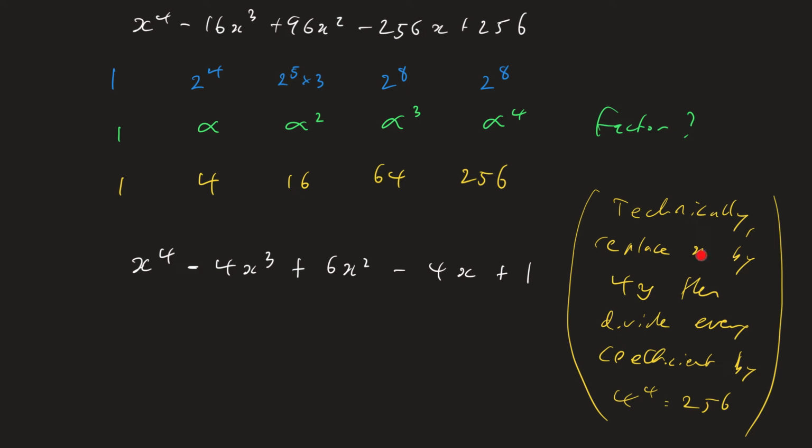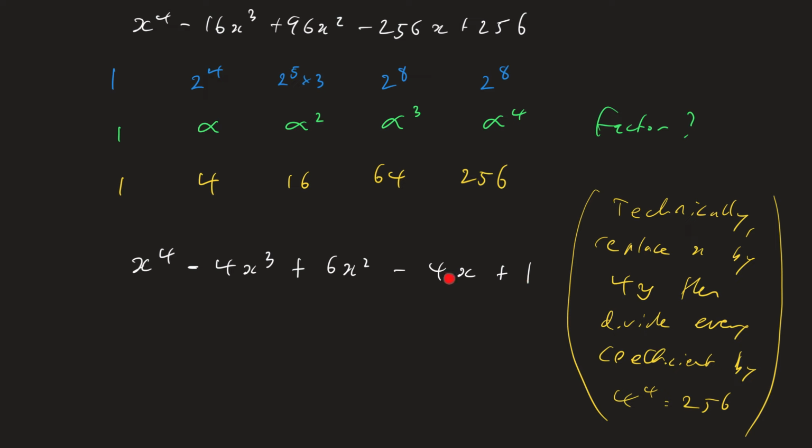Technically, what we've really done is we've replaced the variable x here with the variable 4 times y. That means that all the roots will be divided by 4. When you do that, you're going to get some very large coefficients, and you divide all the coefficients by 4 to the power of 4, 4 being the largest coefficient here, to bring them back down, and you end up with this polynomial here.